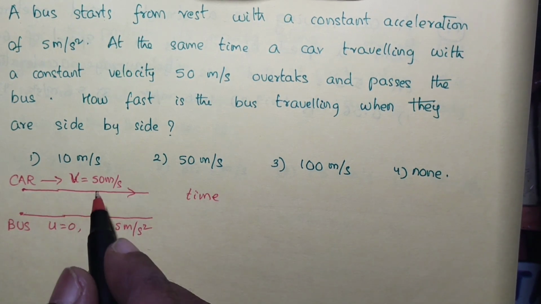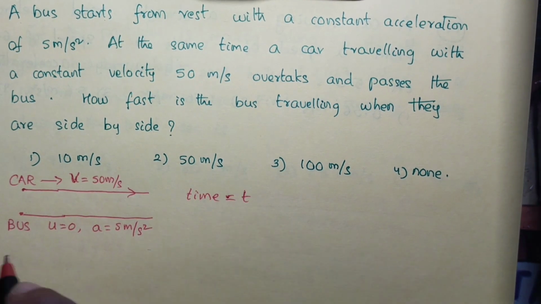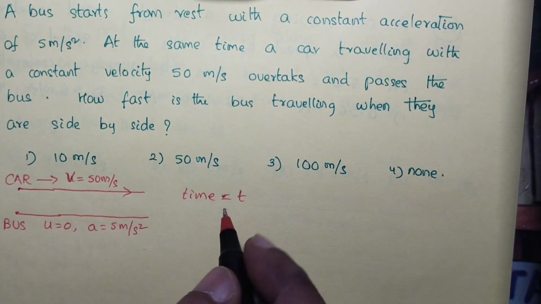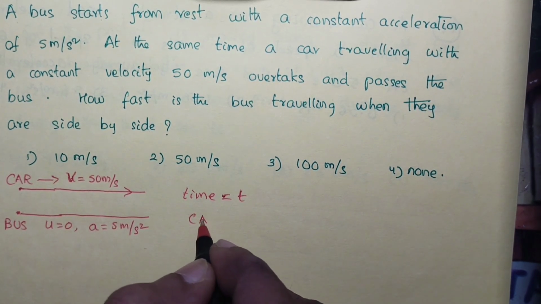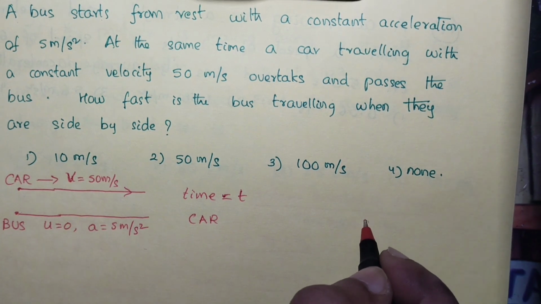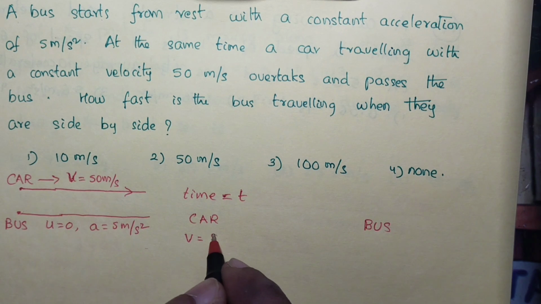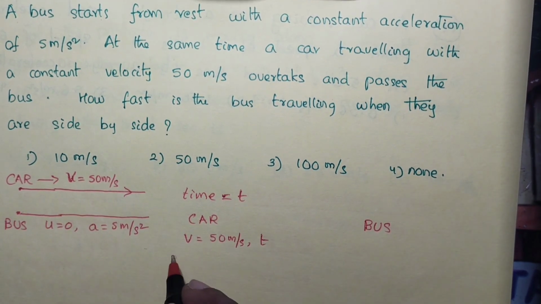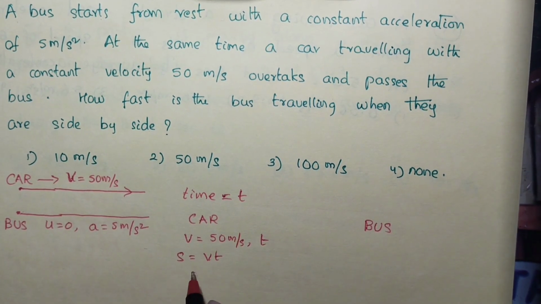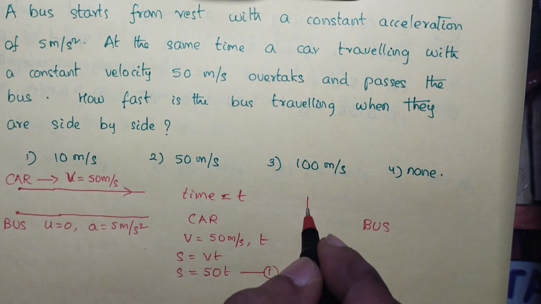The car passes and overtakes the bus. So the time is t. Now take the car, and here is the bus. Car velocity v is equal to 50 meters per second, and time is equal to t. Then the distance traveled, s is equal to vt. That means s is equal to 50t. This is equation number 1.